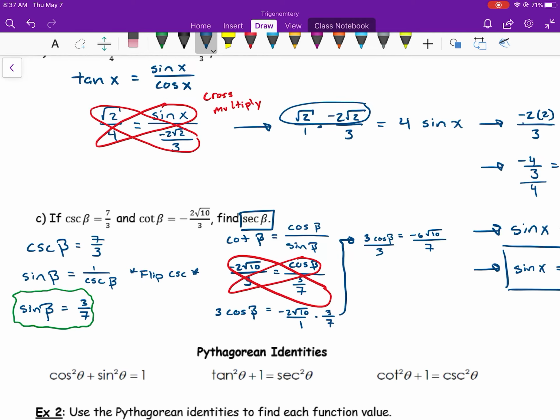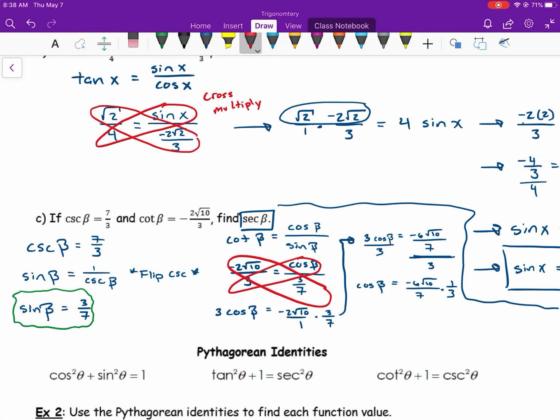I have to divide by 3. Again, remember it's multiplying by the reciprocal of 3. So cosine of beta is really negative 6 root 10 over 7 times 1/3. The 6 and the 3 there will simplify. 3 becomes 1. 6 divided by 3 becomes 2. So cosine of beta is equal to negative 2 root 10 over 7.